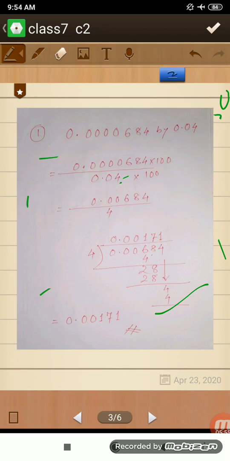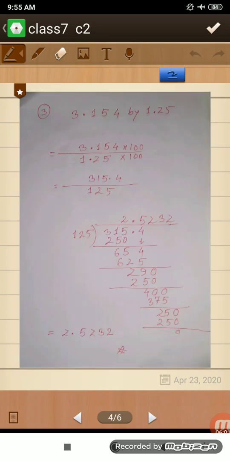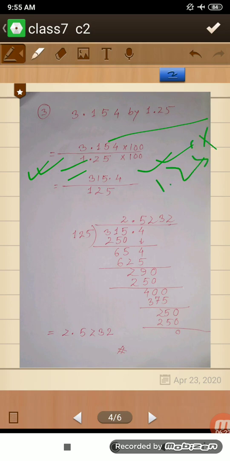You can take a screenshot of the problem. Next problem. Next I'm putting here 3.154 divided by 1.25. The same steps you need to follow here. This denominator 1.25, make a whole number. If you multiply by 100, it will be 125. In the numerator it will be 315.4. Now you need to divide 315.4 by 125.